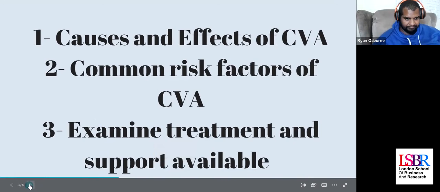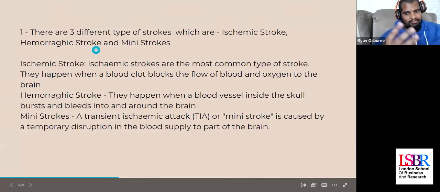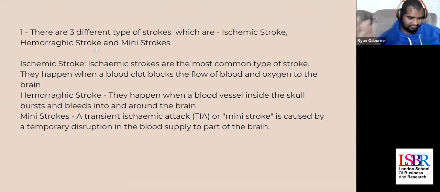So what are strokes? How many types are there? As we can see, there are 3 different types of strokes. So you've got the ischemic stroke, you've got the hemorrhagic stroke, and the mini stroke as well.